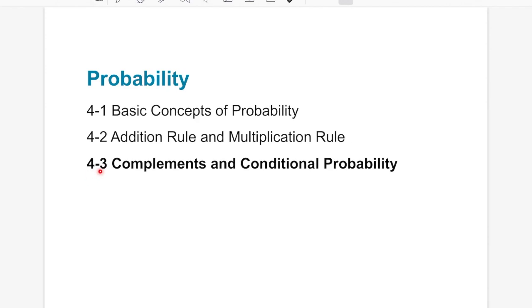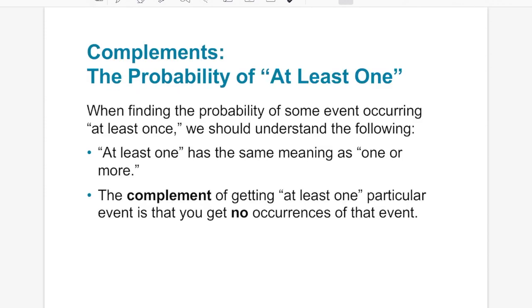Section 4.3 Complements and Conditional Probability. In this section, we are going to learn how to find the probability of at least one. When finding the probability of some event occurring at least once, we should understand the following. At least one has the same meaning as one or more. The complement of getting at least one particular event is that you get no occurrence of that event.